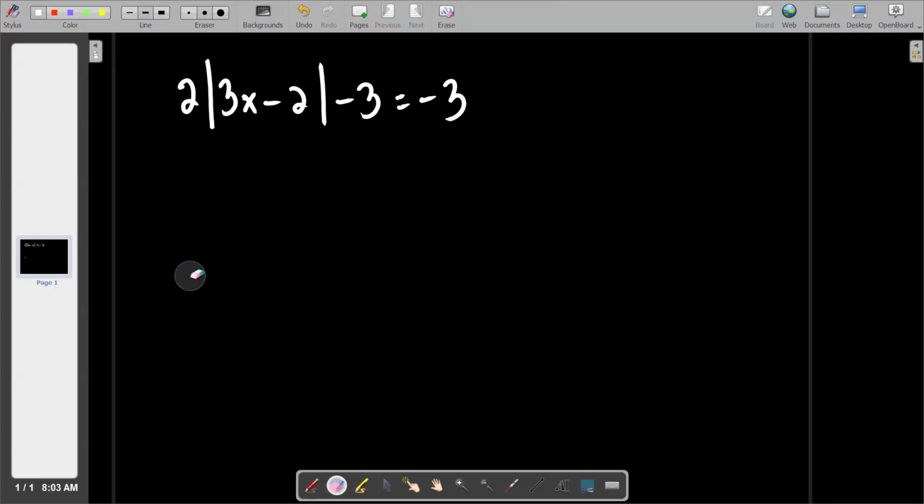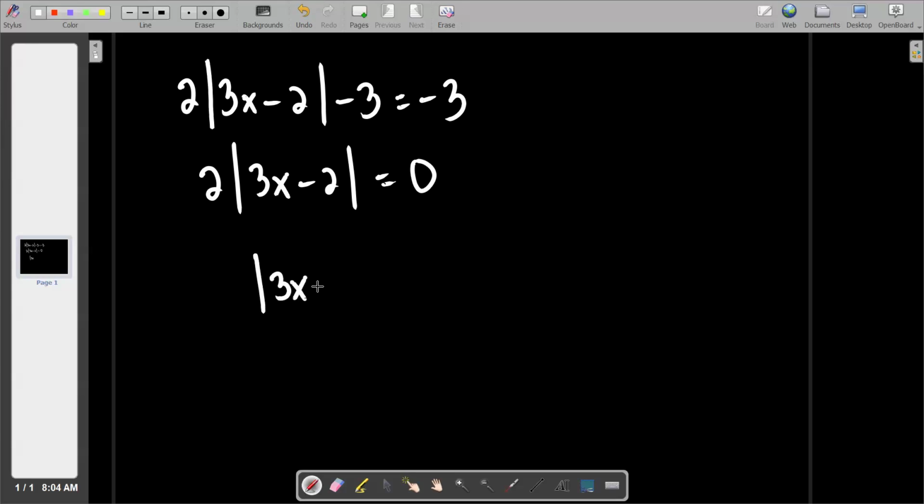So what are we going to do first? So we're going to add it and get 0. And then what? So we're going to wind up with the absolute value of 3x minus 2 equals 0.